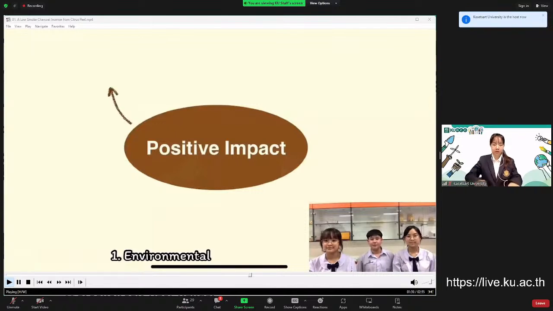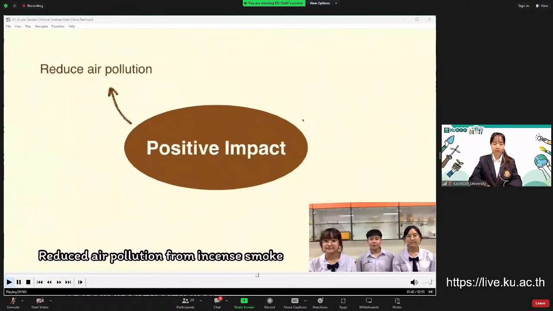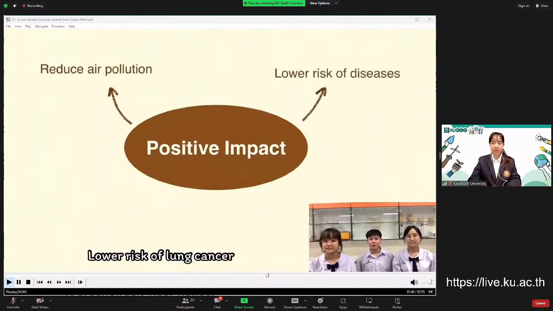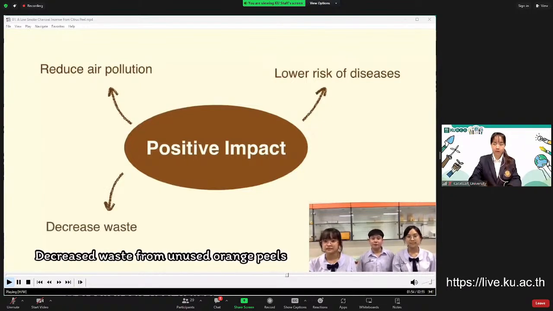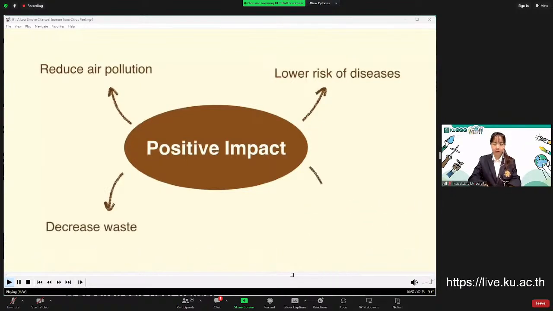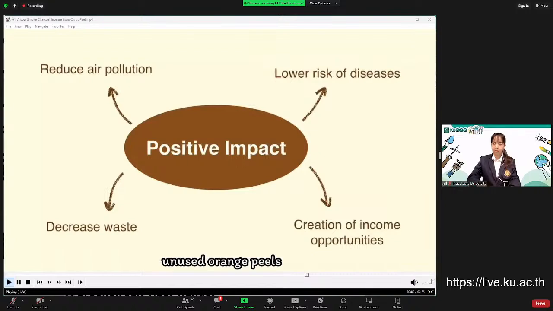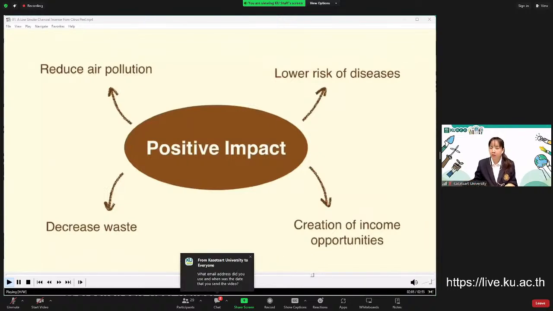First, environmental: reduce air pollution from incense smoke. Second, health: lower risk of lung cancers and respiratory disease for users. Third, waste reduction: decrease waste from unused orange peel. Fourth, economics: creation of income opportunities for merchants selling unused orange peels.